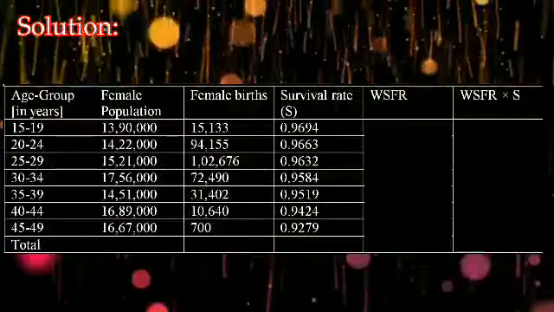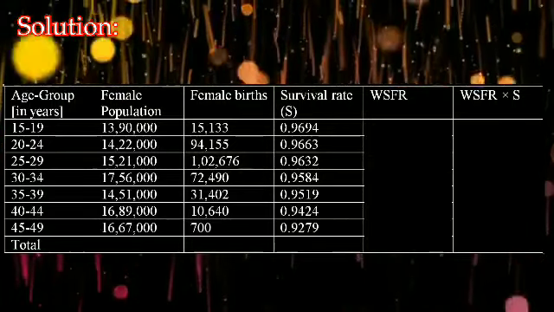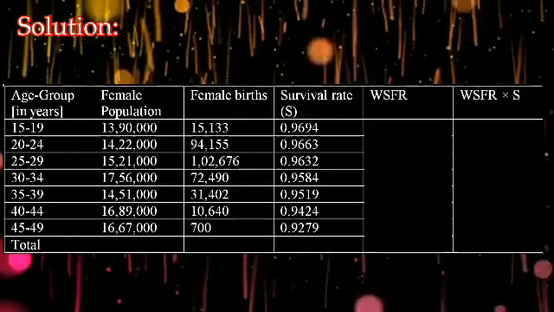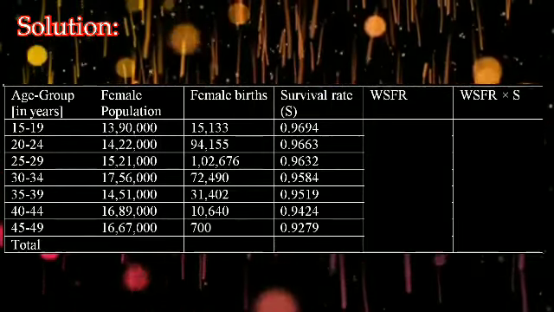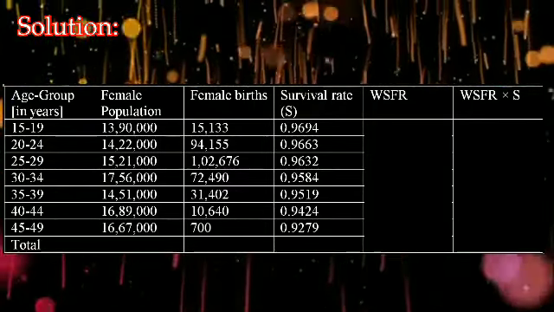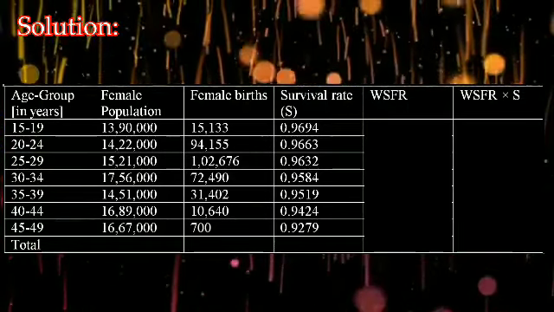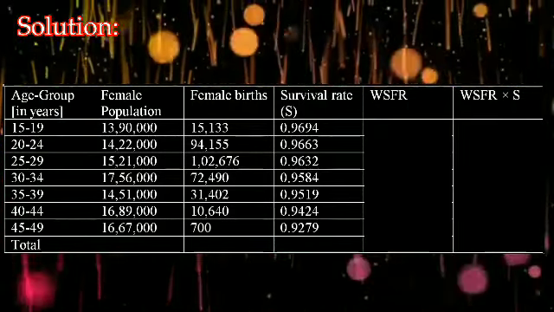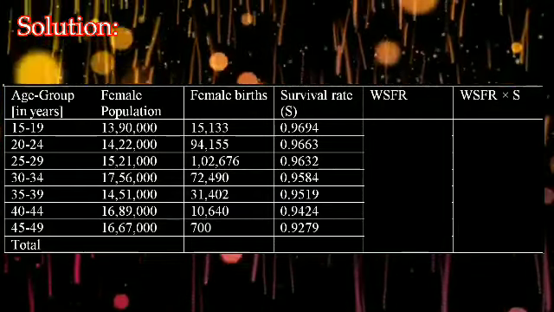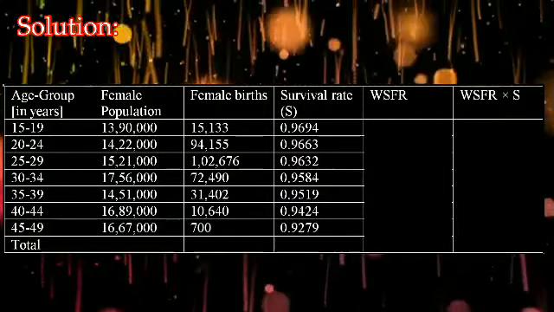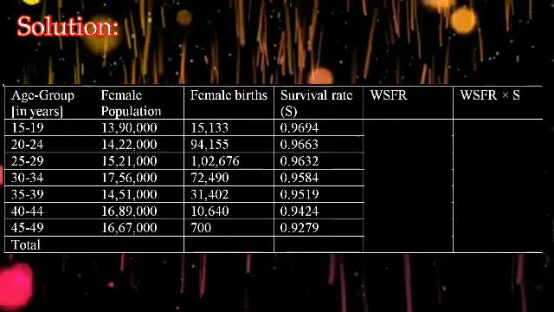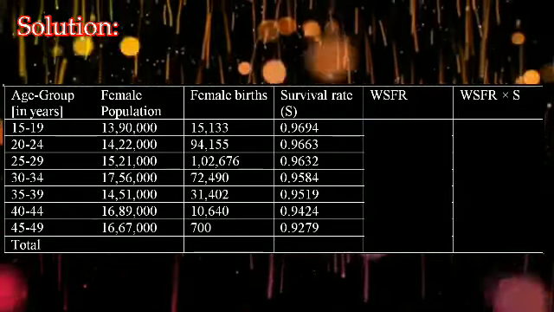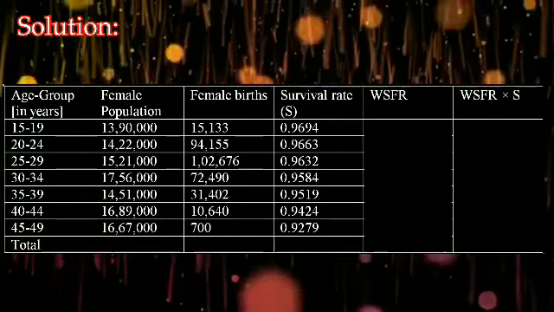Write down the solution. In the solution part, draw the table, copy the data which is given in the question and include two more columns to find WSFR, based on which you can compute GRR. In the sixth column, write the variable name as WSFR into S, which will be helpful for us to find the NRR value. So include two more columns. One is for WSFR, the next one is for WSFR into S.